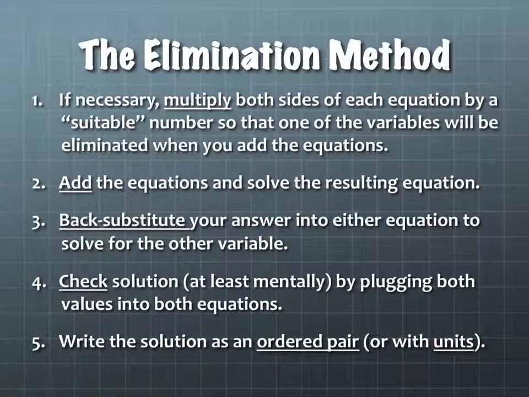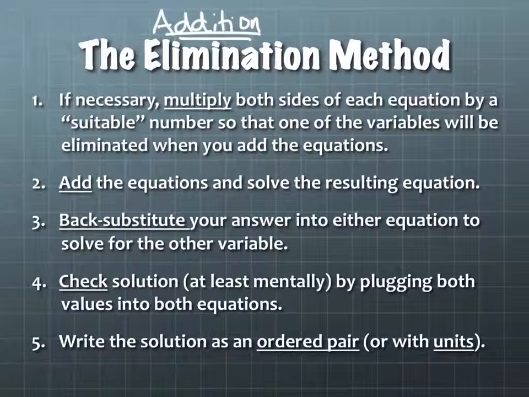Elimination method. Some books will call this the addition method. You should just be aware that there's 2 names for this. Elimination, because you are eliminating a variable. Addition, because you are adding equations together. Step 1 says, if necessary, multiply both sides of the equation by a suitable number so that one of the variables will be eliminated when you add the equations together. So in other words, you want them to have the same coefficient with opposite signs, one of the variables.